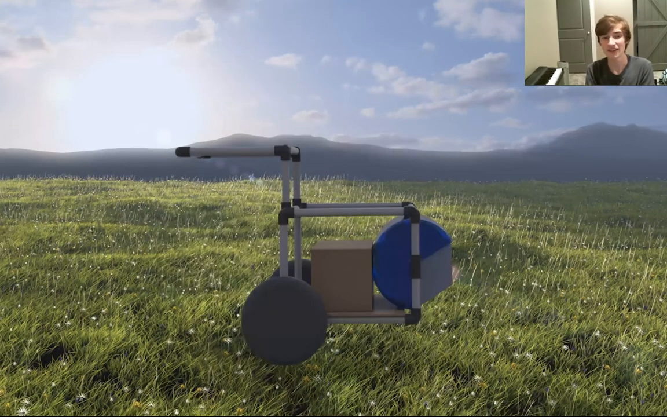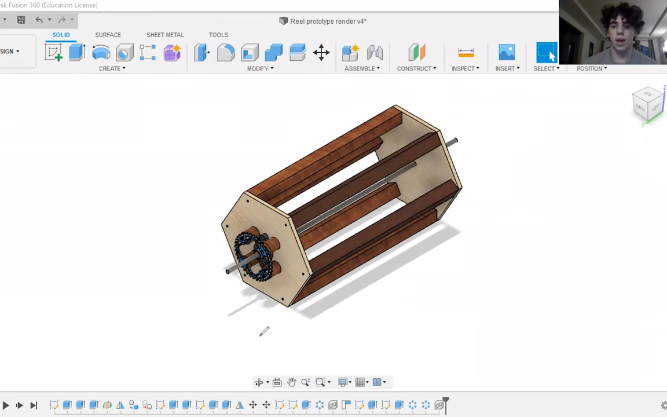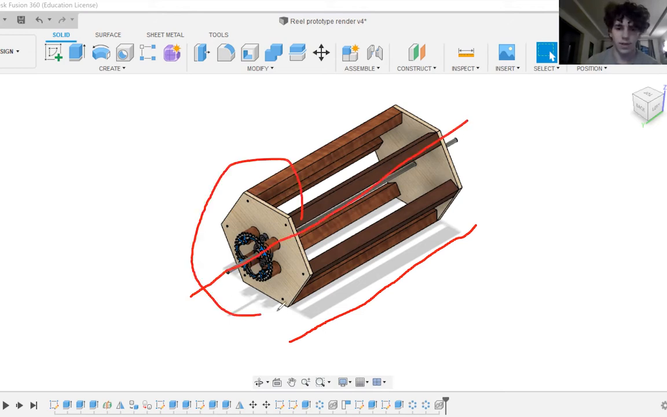Here's another view of the CAD design of the cart. Here we have a CAD render of our part, the reel. Essentially, the way this part works is we will have a cutter bar right here. The entire part will spin around this axle in a counterclockwise fashion, drawing grass into the cutter bar right here, where it will be cut and deposited behind.